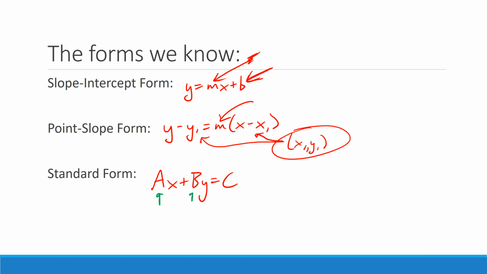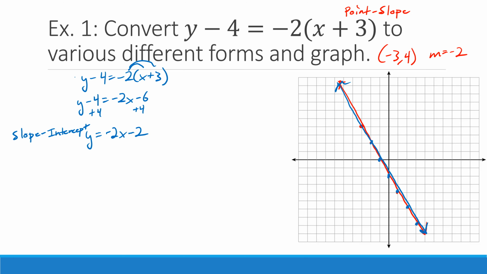Remember I said this a, b, and c don't really do anything for us? But the key feature of standard form is that the x and the y need to be on the same side. C, kind of a constant value without a variable, needs to be on the other side. A, b, and c are just numbers. So to put this into standard form, all I need to do is get the x and the y on the same side. And how can I do that? Let's just add 2x to both sides. So I have 2x plus y equals negative 2.